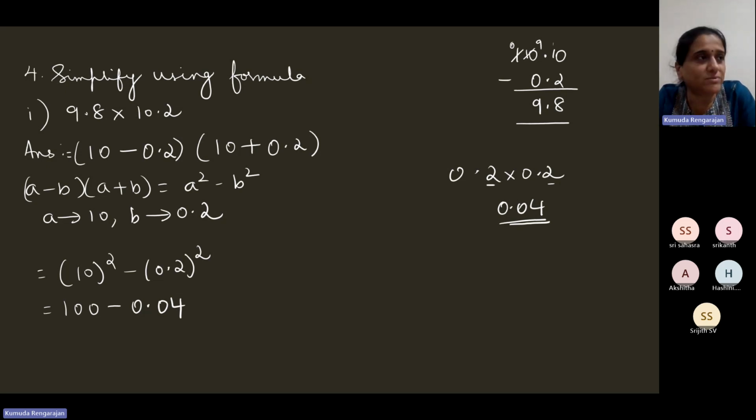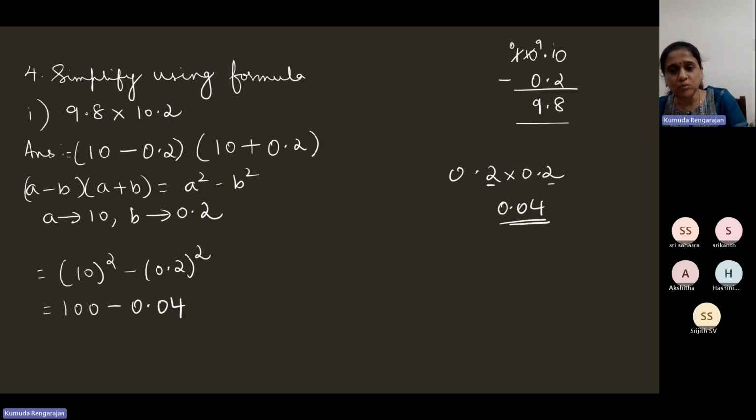Children, first step is to write 9.8 as 10 minus 0.2 and then 10.2 as 10 plus 0.2. So now the question looks like a minus b into a plus b. So what's the answer? a squared minus b squared is the answer. What is a? 10. b is 0.2. So 10 squared minus 0.2 squared. 10 squared is 100 minus 0.2 into 0.2.